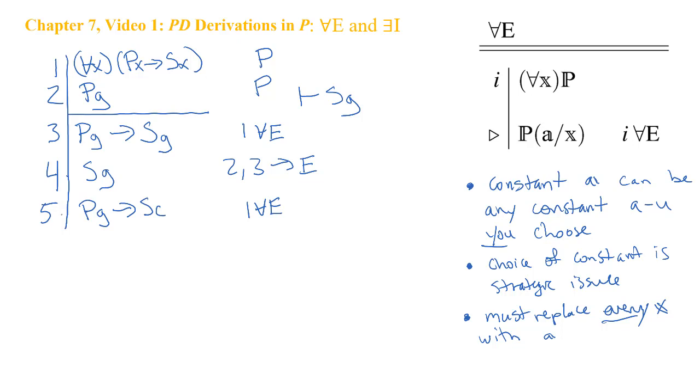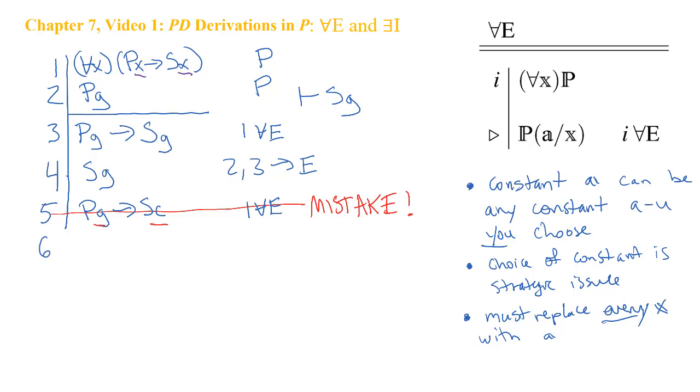This is a mistake. Why? Because these do not match. They have to be the same constant throughout, since we have the same variable that we're replacing. Another way to put this is that line 5 just is not a substitution instance of line 1, so we haven't correctly applied the rule.